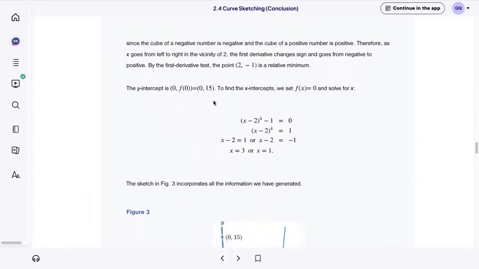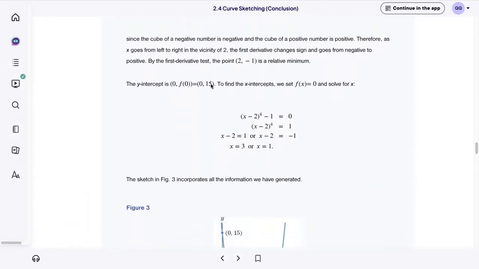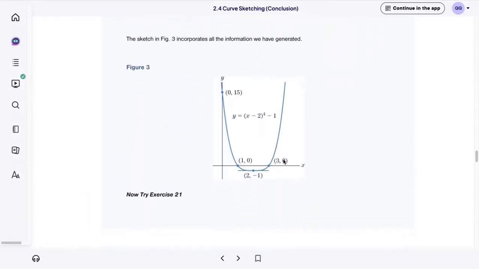Okay, so the y-intercept is obvious, right? Setting x to be 0, the function value is 15. So we have this y-intercept. Then for the x-intercepts, we set the function to be 0, then solve. We get 3 and 1, two values. So we get (3, 0) and (1, 0) as the two x-intercepts. So I have a picture like this. 1 causes the function to be 0, 3 causes the function to be 0. And when x is 0, the function value is 15. So that's the y-intercept.